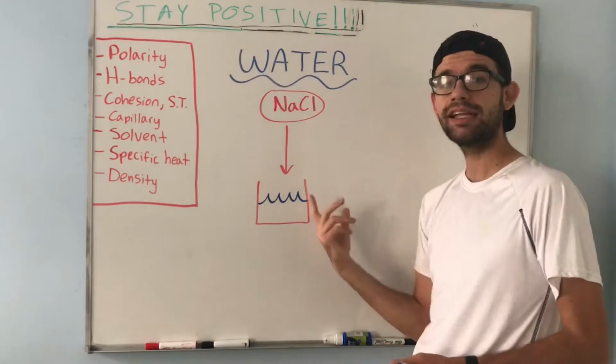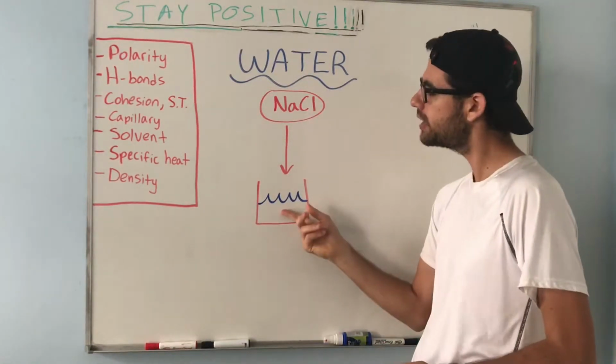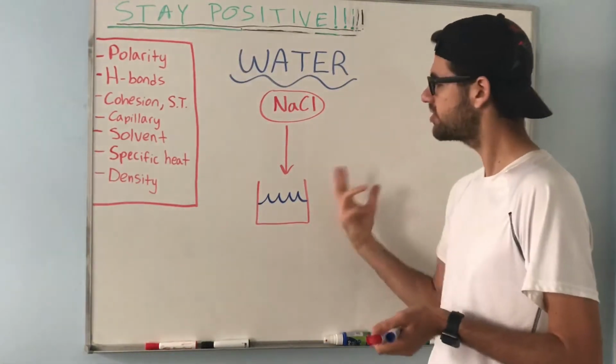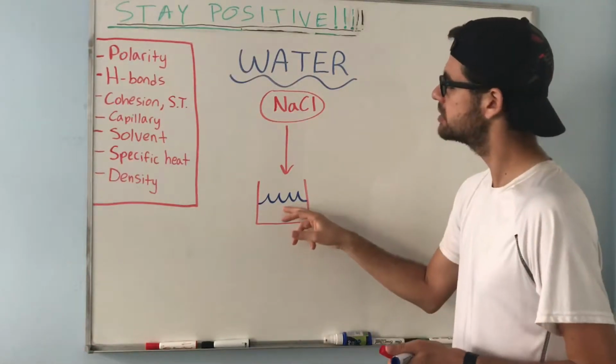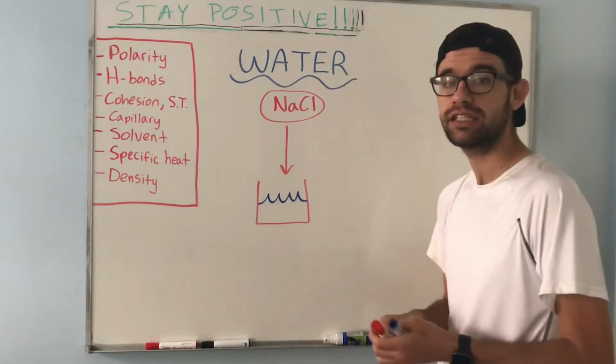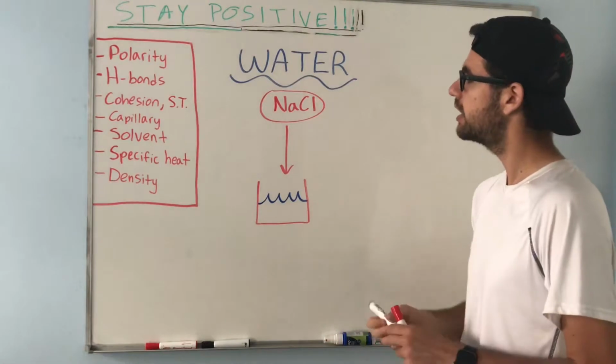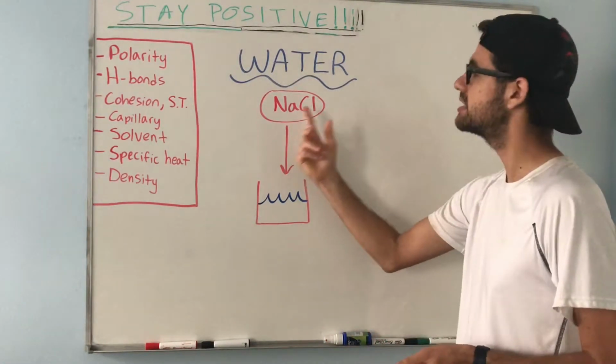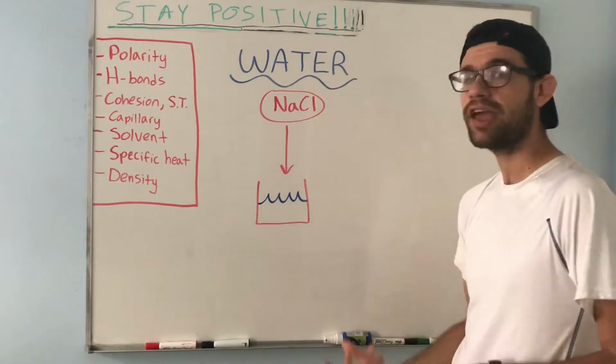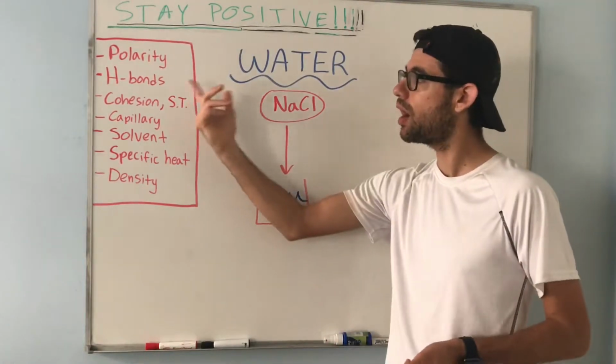So if we take some NaCl, or sodium chloride, and we drop it into a bucket of water, what's going to happen? The water is going to dissolve the NaCl by breaking it into its component ions, Na+ and Cl-. And that's favorable because, just like we said before, water is polar.